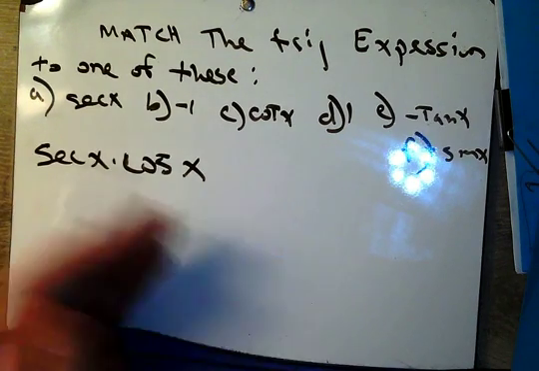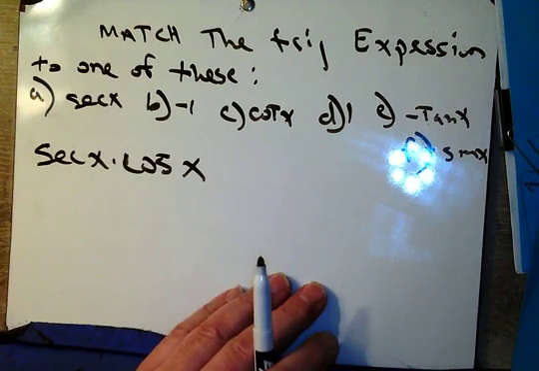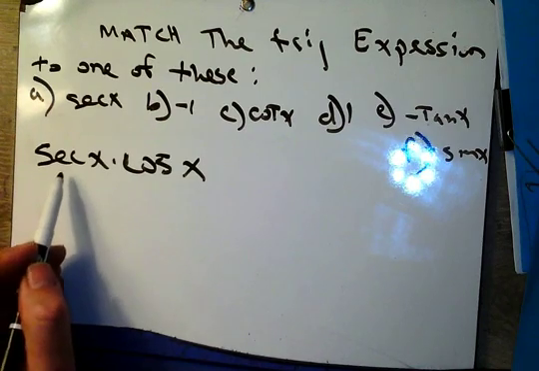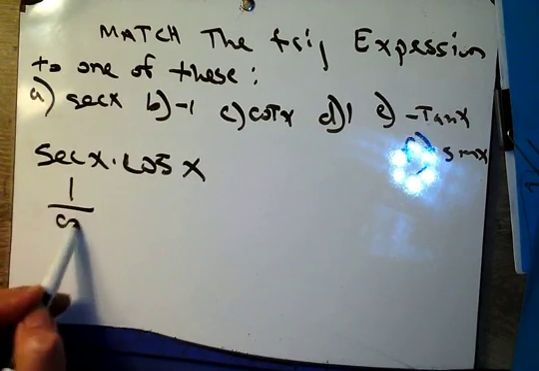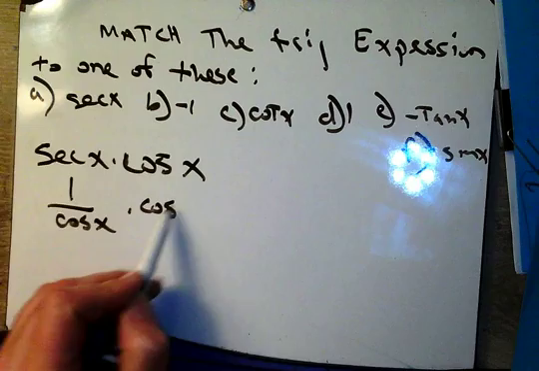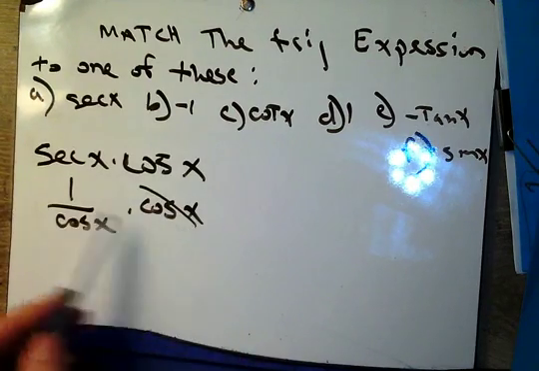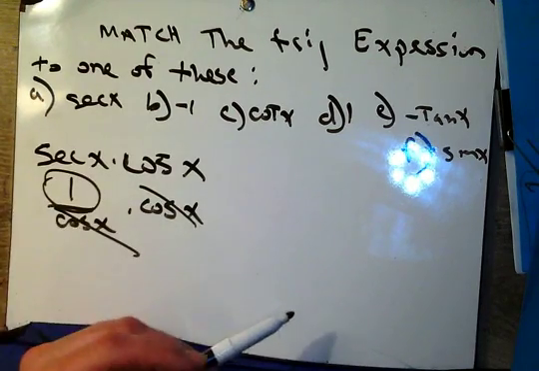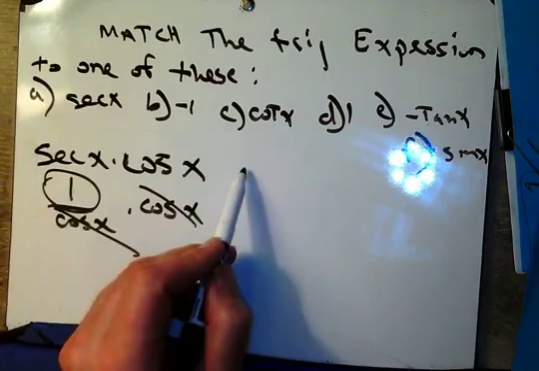Okay, so what can I do with secant x cosine x? Well, I know from my reciprocal identities that secant x is 1 over cosine x. Oh, and cosines cancel, and I'm left with 1. So this problem, D.